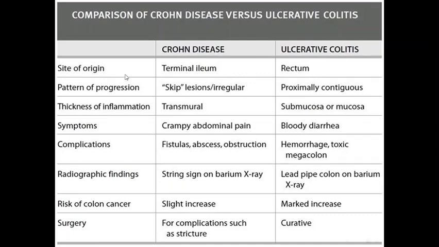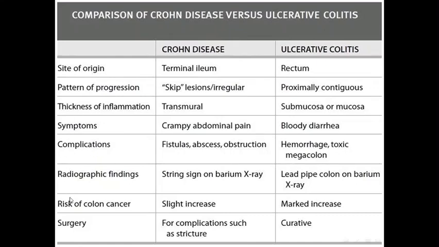We also have a more detailed comparison of Crohn's versus ulcerative colitis. Site of origin and pattern of progression, as we said before: Crohn's disease has a discontinuous pattern, with skip lesions or an irregular pattern of disease, in comparison to ulcerative colitis, which is proximally contiguous, which means it has a continuous pattern of progression. The thickness of inflammation in Crohn's disease is transmural, in comparison to ulcerative colitis, which is mucosal or submucosal. For the complications, Crohn's causes fistulas, abscesses, and obstructions, and ulcerative colitis causes hemorrhage and toxic megacolon.